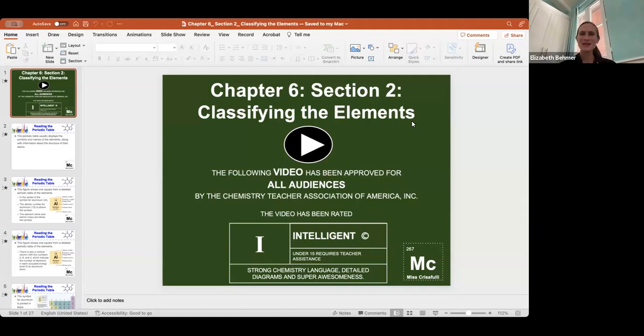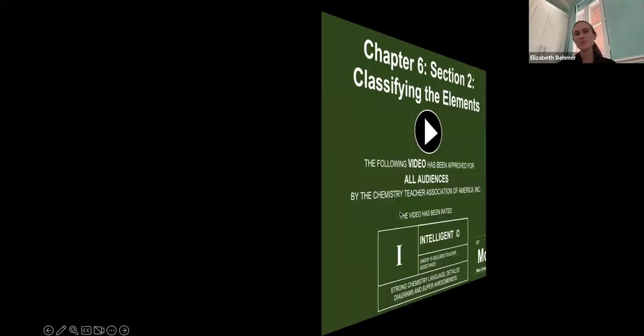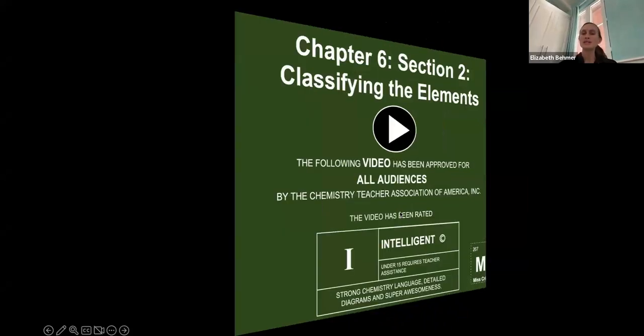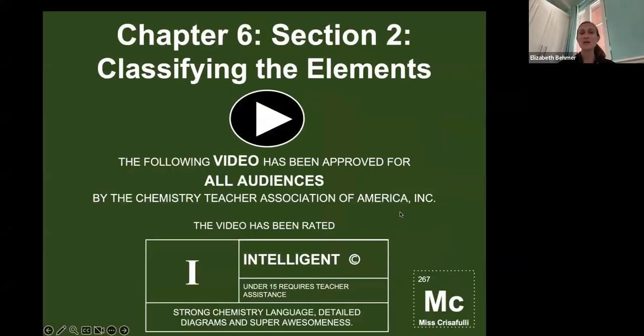Hello, class, and welcome to Chapter 6, Section 2, where we will talk about how we classify the elements of the periodic table. This Chapter 6 really goes into detail of how we use and understand the periodic table, and we're taking just portions of it at a time. So in this section, let's first look at reading the periodic table.